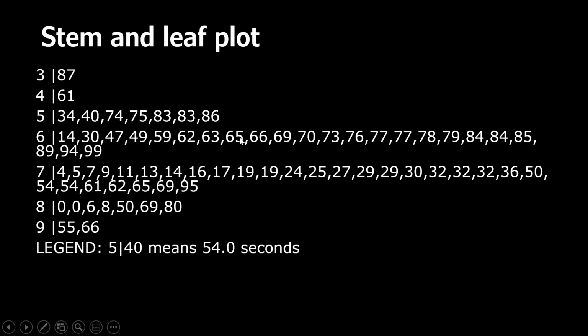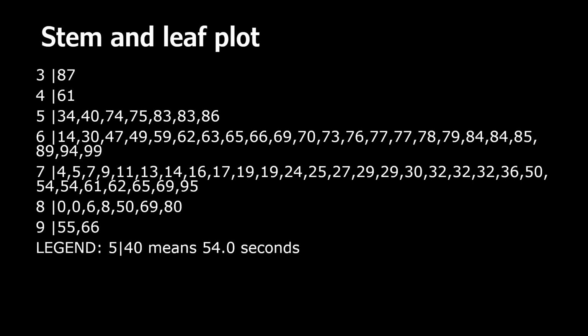Do you agree? Yeah. But the stem and leaf plot has the added advantage of actually being able to show you what the raw data are. So, for example, this 3 with slash 87 means 38.7 seconds. And 461 means 46.1 seconds. So if you have a stem and leaf plot, you can actually recover the raw data as well as being able to see the distribution. So that's a very nice way of putting the data.